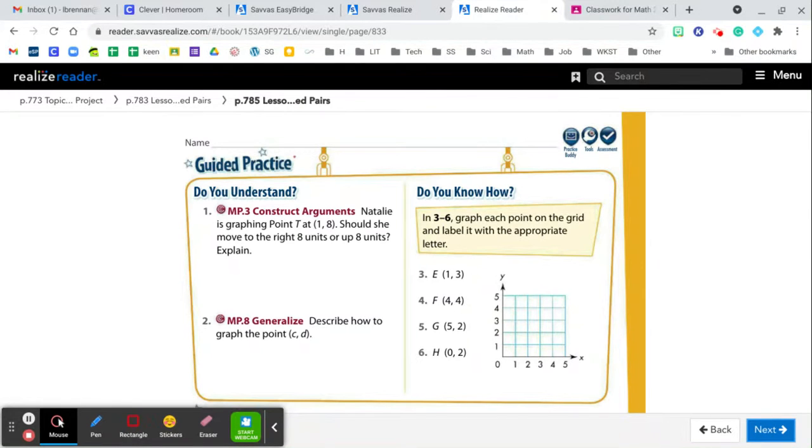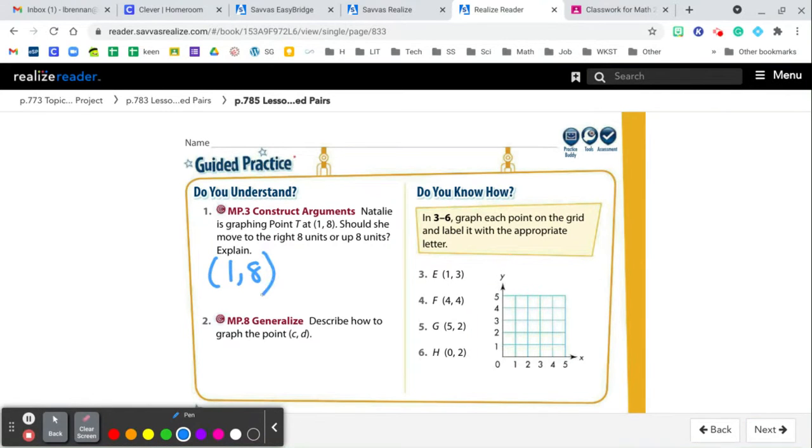All right, so Natalie is graphing point T at 1-8. Should she move to the right 8 units or up 8 units? So remember, when we're looking at our plot points, the first value is where we go to the right. So we're going to go to the right 1 unit, and we're going to go up 8 units.